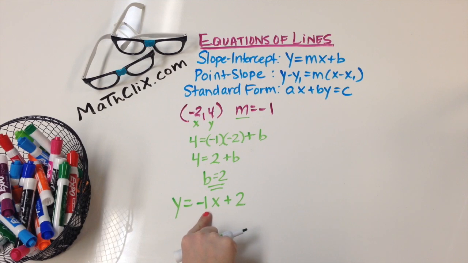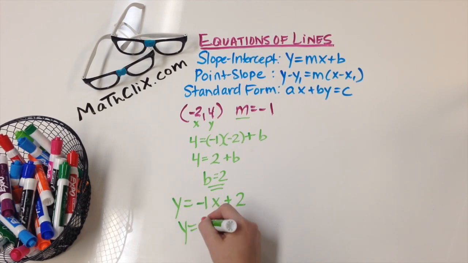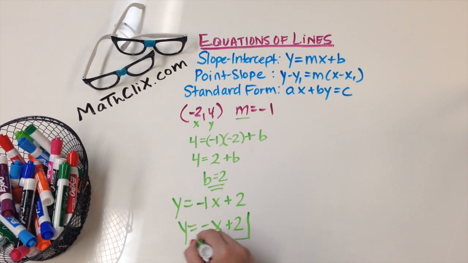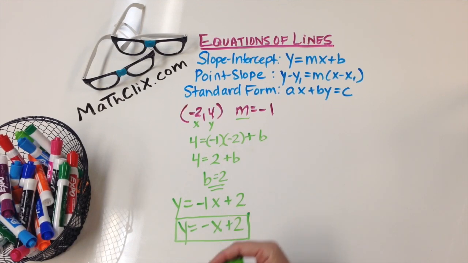And a lot of times students realize that they don't have to put a -1 in front of their x, that a lot of times we just write -x, and that's what you see in your books and most likely through all your math, that when there's a -x, there's an understood 1 to be there. So the equation is y equals -x plus 2.